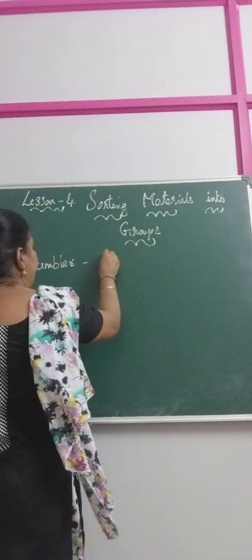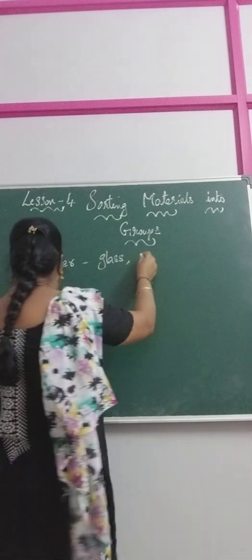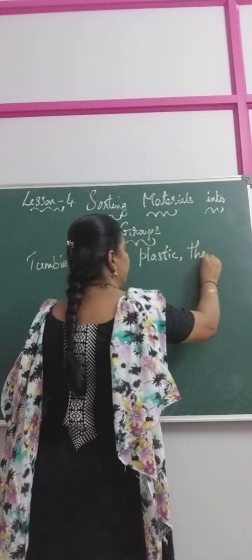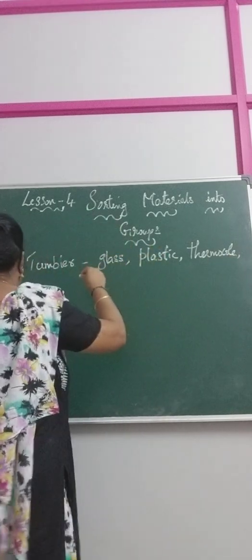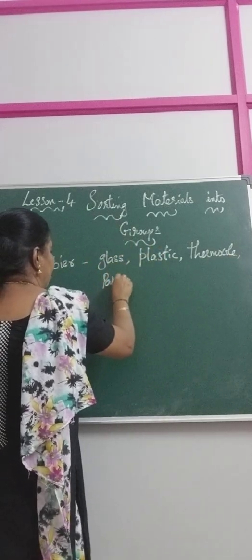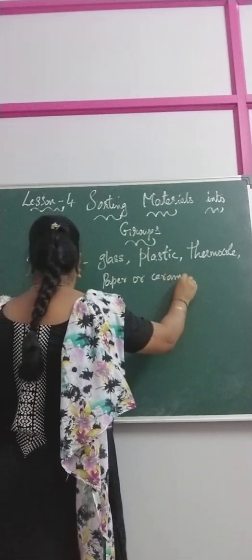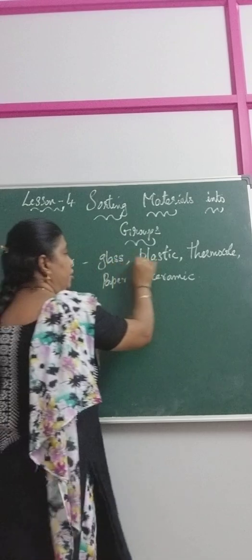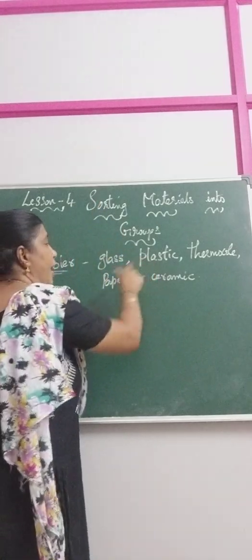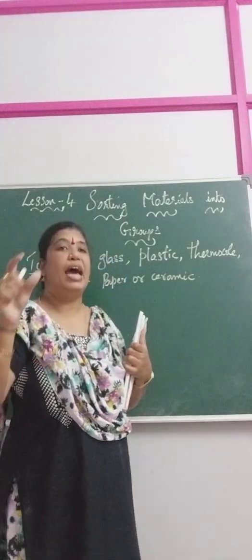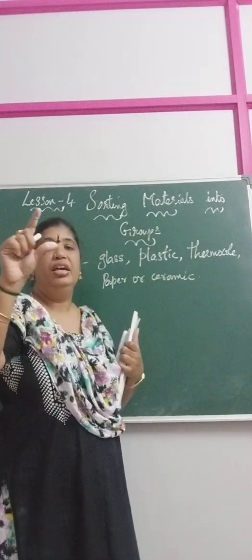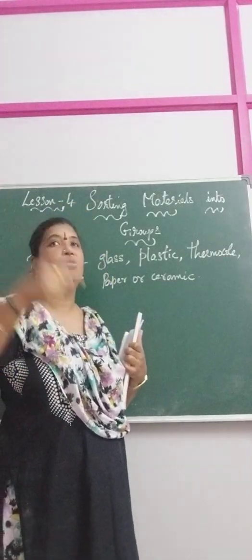Now this tumbler can be made of glass. It can be made of plastic. It can be made of thermocol. And it also can be made of paper or ceramic. So for this object called tumbler, we are going to use different types of material. We can use glass tumbler, which you have already seen. Yes, plastic. Generally when you have parties at home, a small gathering, your mother would be serving the visitors with plastic tumblers, where you put some soft drinks like Coca-Cola, Thums Up and all.